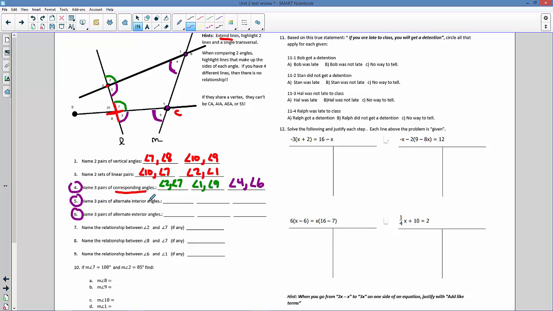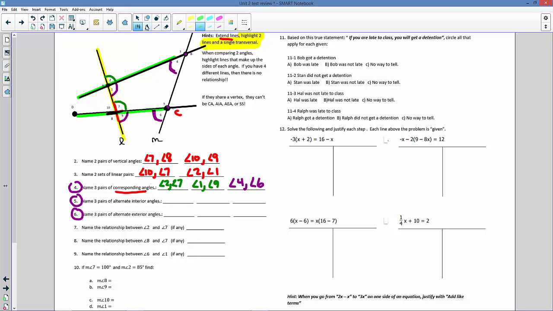All right, name 3 pairs of alternate interior angles. Okay, so alternate interior means that they're on the other side of the transversal. So one of the things we talked about here when comparing: highlight 2 lines and a single transversal. So I'm going to make this transversal. See, there's a transversal, and I highlight it. And then I highlight the 2 other lines the same color so I can see, right?